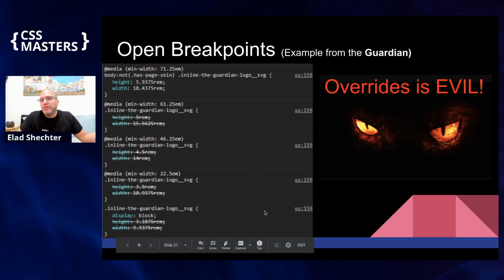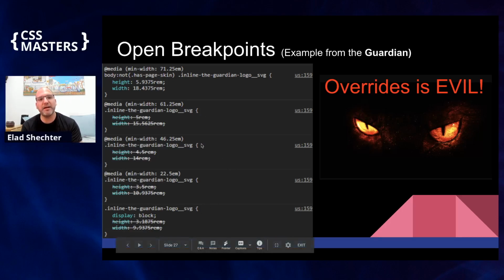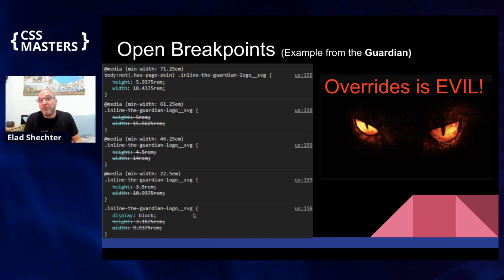And what is the problem with open breakpoints? As you can see here, the basic styles are for mobile without any media rule. Mobile first. In a bigger screen, the media rule is overriding the small style of the mobile. And in a bigger screen, they are overriding this style and this style, that overriding this style, that overriding this style. Okay then, what is the problem with overrides in CSS? Everyone does it, no?